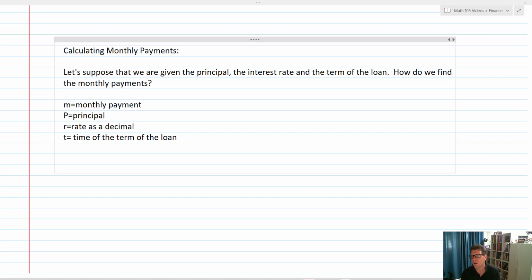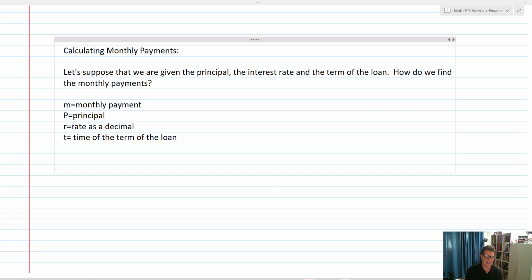What we want to do is make sure that we understand what are the different things that go into calculating our monthly payment. If you think about it, we've still got our monthly payment M, we have our principal P, we have our rate, and we have our time. So as the principal gets bigger, the monthly payment should get bigger. As the rate gets bigger, the monthly payment should also get bigger.